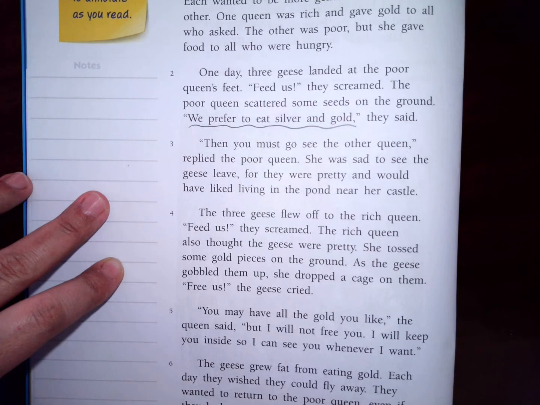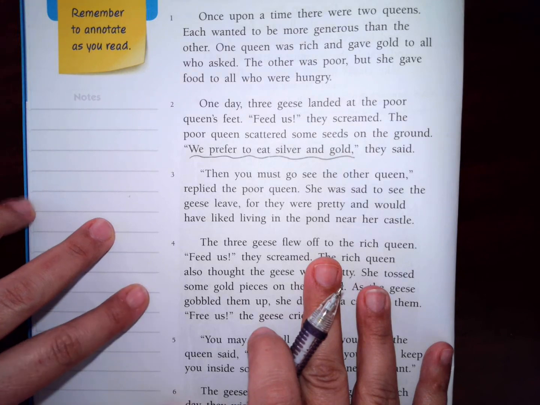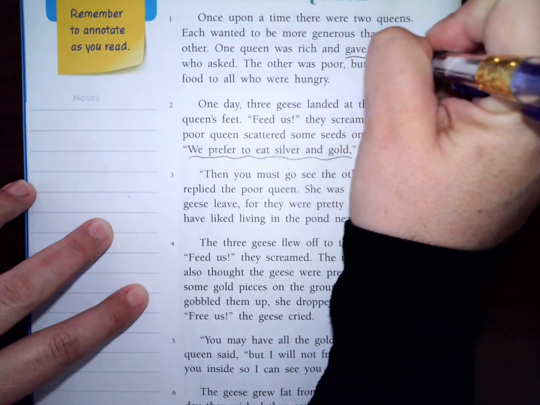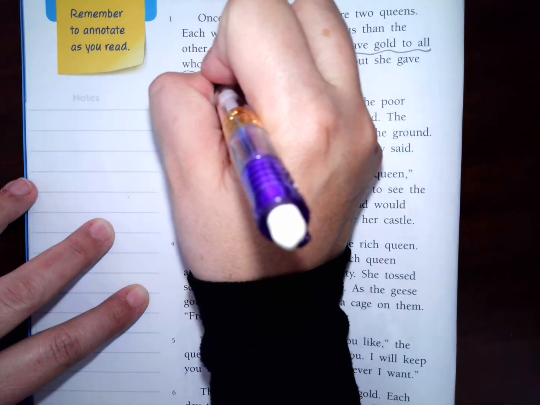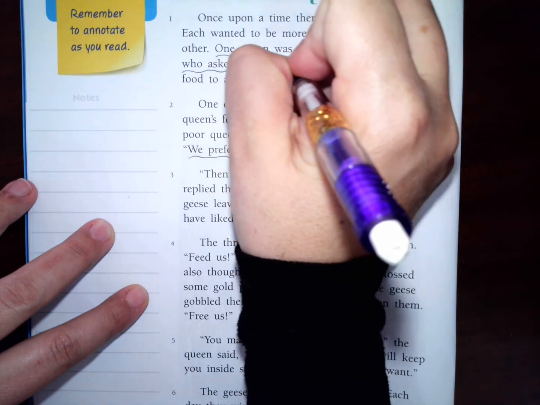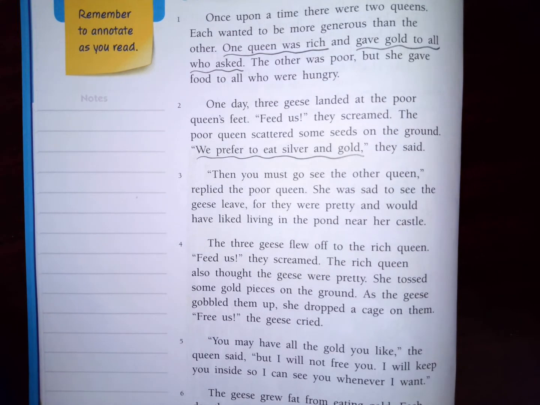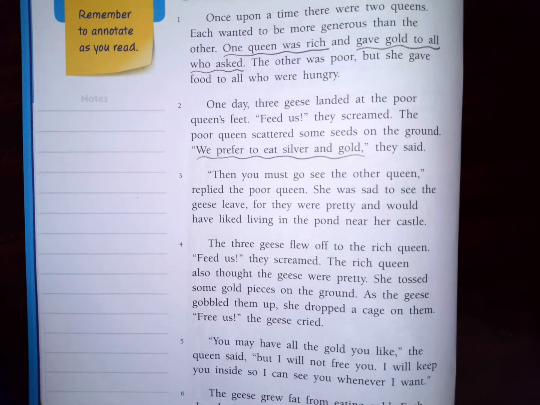So go ahead and give that a squiggly underline. And we know from paragraph 1 that one of the queens was rich and she gave gold to all who asked. We can underline this part too. Good. All right, let's look at the next one. So then the geese go to the rich queen. She gives them the gold. They're super happy. But then what does she do? She drops a cage on them.